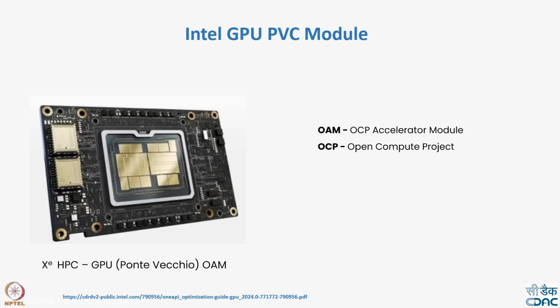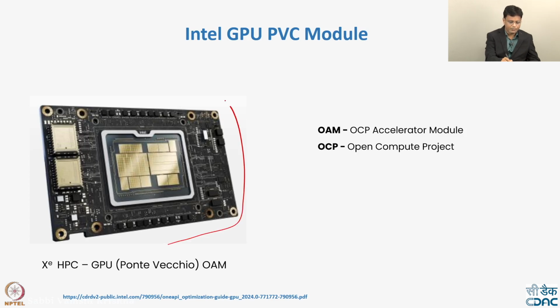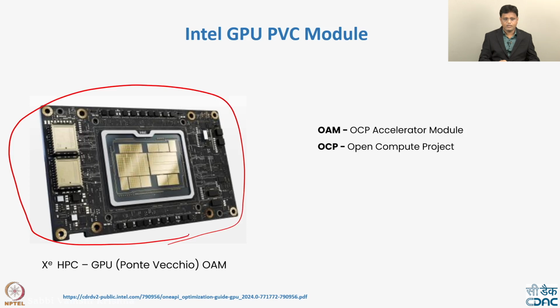This is an Intel GPU PVC module, because Intel is supporting a modular kind of approach. So, this is one GPU module, and it comes under Xe-HPC. So, this is called HPC GPU OAM. OAM is OCP accelerated module, and OCP is Open Compute Project. So, learners can learn more by referring to this particular link.